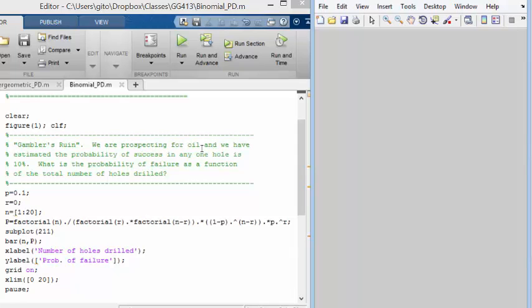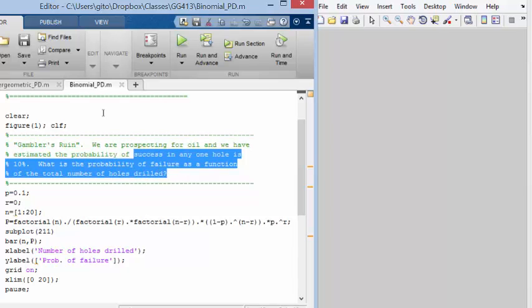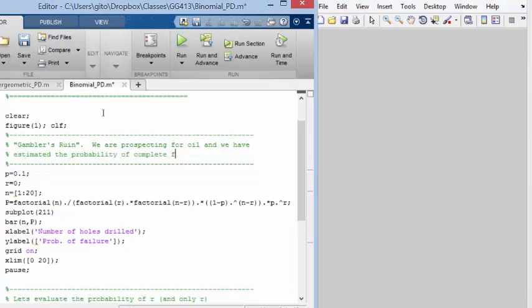of complete failure. So probability of 0 successes. So say we're given some data where we know from prior experience that the probability of any one hole coming up successful is 10%, 0.1. Little p is equal to 0.1.